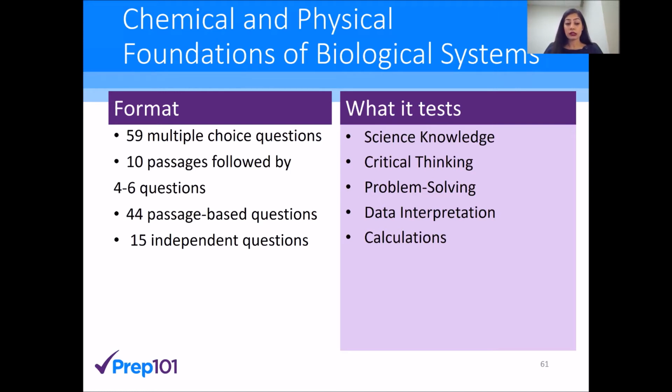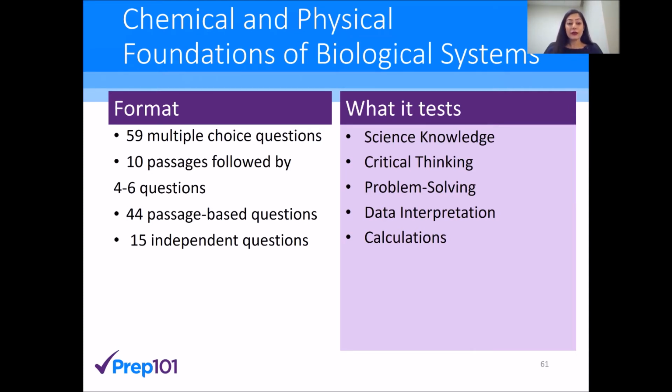44 of those questions will be passage-based questions, meaning in order to be able to answer them correctly, you must have read and understood the passage, unless, of course, you had some lucky fluke. 15 of those questions will be independent questions. Independent questions meaning that if you had a strong study background, you would be able to answer those questions right away. They will not be based on information that you have to retrieve from a passage.